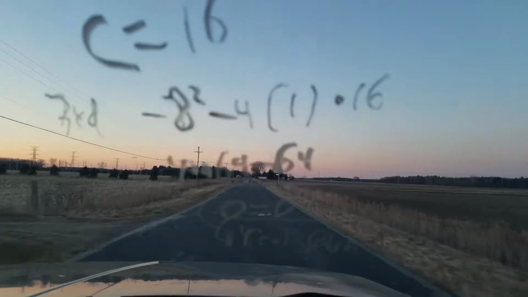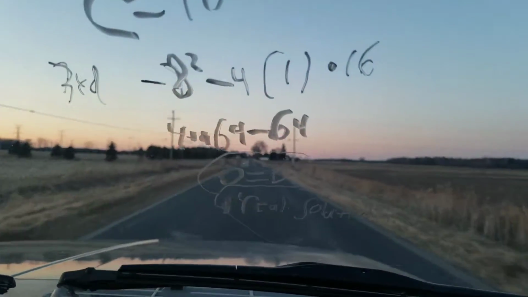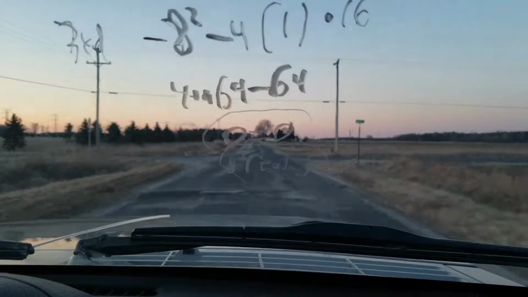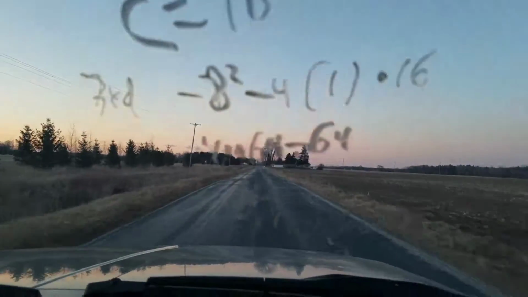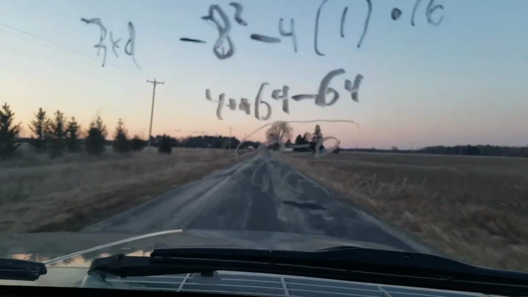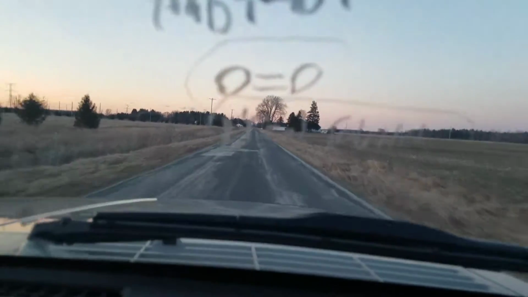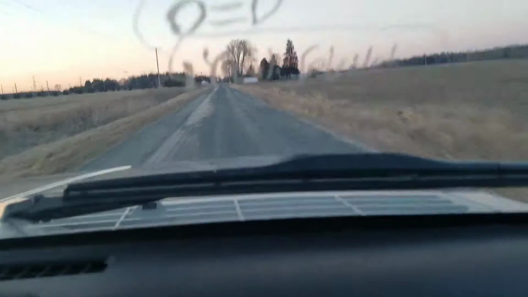It's negative 8 squared minus 4 times 1 times 16. And once you figure that out, it equals 64 minus 64. 64 minus 64 equals 0. 0 equals 0, so there's one real solution.